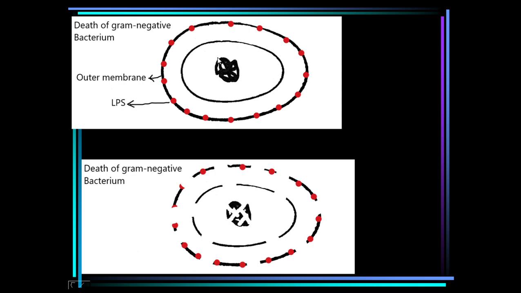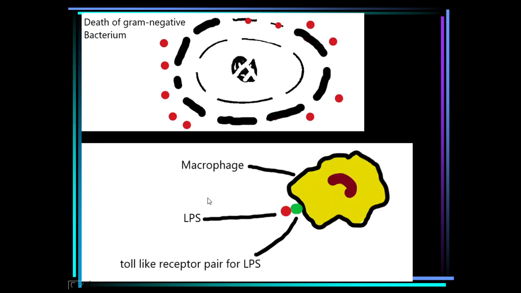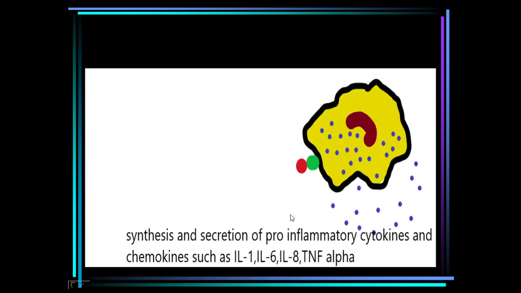Death of gram-negative bacteria. Once the gram-negative bacteria die, the outer membrane, which contains lipopolysaccharide, is set free in the environment. This lipopolysaccharide acts on the toll-like receptors present on the surface of macrophages and activates the macrophage, which will liberate various pro-inflammatory cytokines like interleukin 1 and 6, and hence more inflammation will be there.